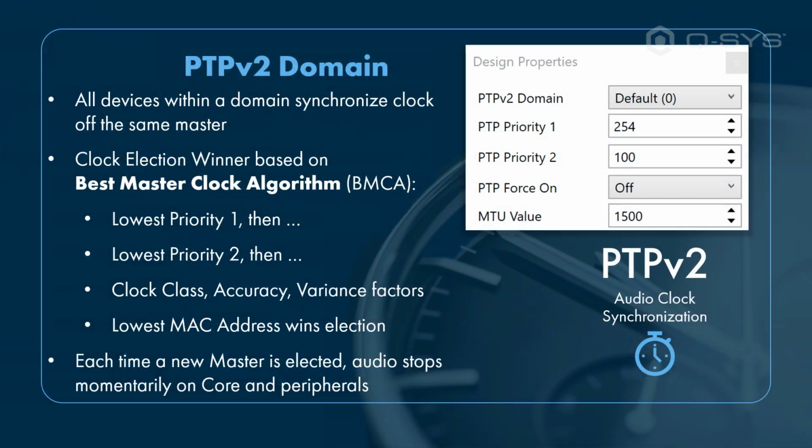What it does is every device looks at its priority number, and whoever has the lowest priority number 1 wins, unless there's a tie, in which case they all look at their second priority number, and whoever has the lowest second priority number wins, unless there's a tie, in which case they will look at various other things, including their MAC addresses if it resorts to the very last thing. Eventually there will be a winner selected that is the new clock master.